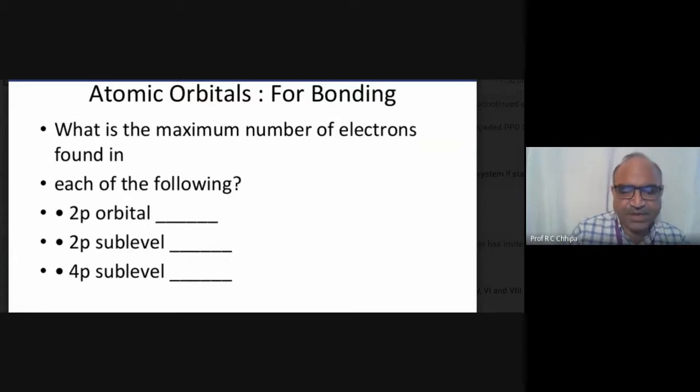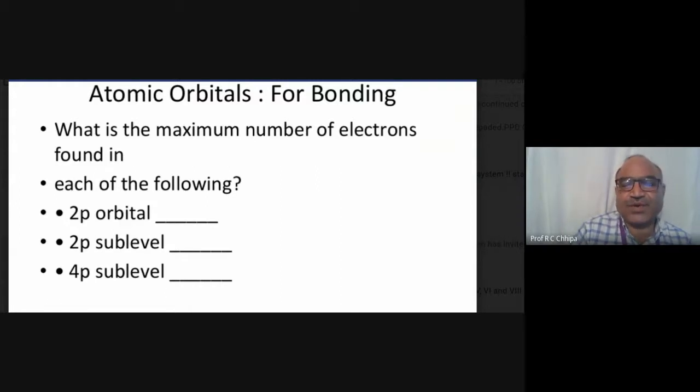So how can this be explained? How many electrons are there in the 2p orbital, in the 2p sublevel? The 2p orbital means 2px, 2py, and 2pz. How many electrons can 2pz or 2py or 2px accommodate? That can be explained by the maximum number of electrons found in that particular area.